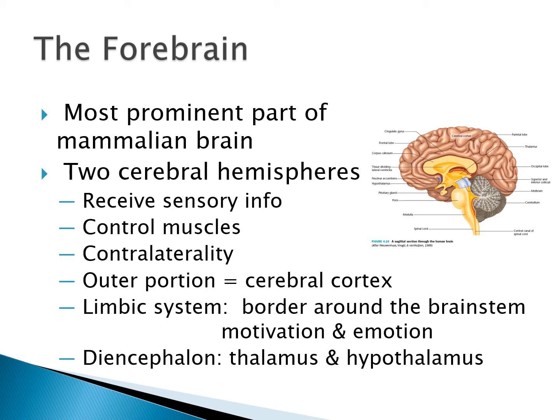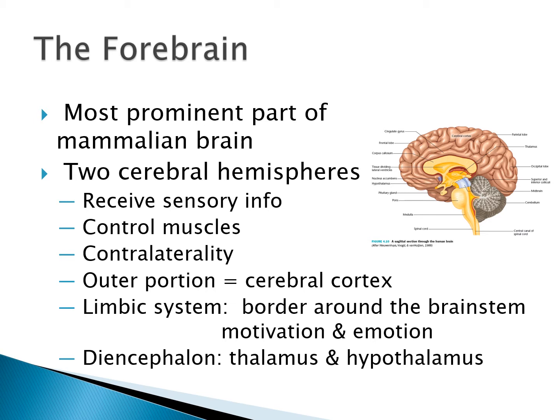the forebrain. The forebrain really is the most prominent part of the mammalian brain. I showed that fish brain before because you can really see all those subcortical structures and the hindbrain and the midbrain and those very front structures of the forebrain very clearly, whereas ours is covered with this cerebral cortex.